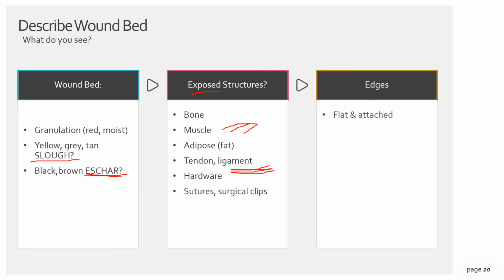And then you move on to describe the wound edges. Are they flat and attached, or are they rolled? The medical term for rolled edges is epiboly, and it's Wound Care Karen's favorite word in wound care, epiboly. I like saying it, and I like spelling it. Are the edges not attached? Are they callous? Then you will go on to describe wound drainage, odor, and surrounding skin. What do you see and what do you smell?